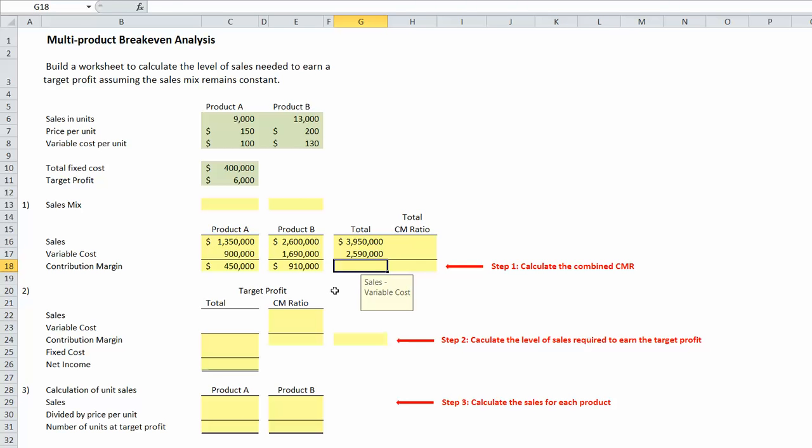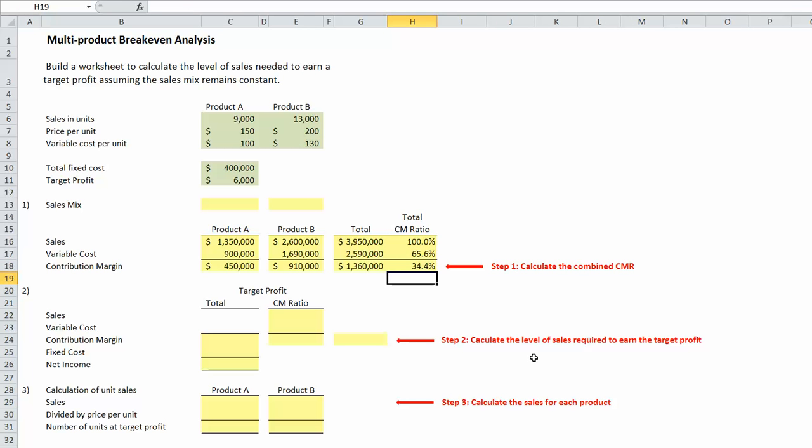And then again, our contribution margin is simply our sales minus our variable cost, or we could add together the individual contribution margins. Next, we'll calculate our contribution margin ratio. We'll take every item and divide it by sales. So that means that for every $1 in sales, our variable cost will take the $2,590,000 divided by the $3,950,000. Our variable cost accounts for 65.6% of our sales dollar, which means our contribution margin again is the difference between the two.